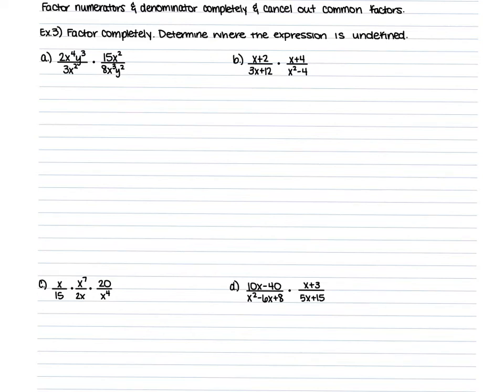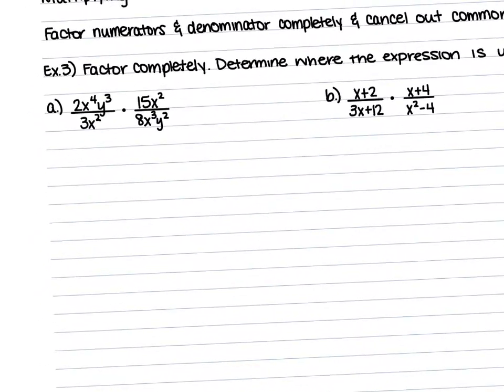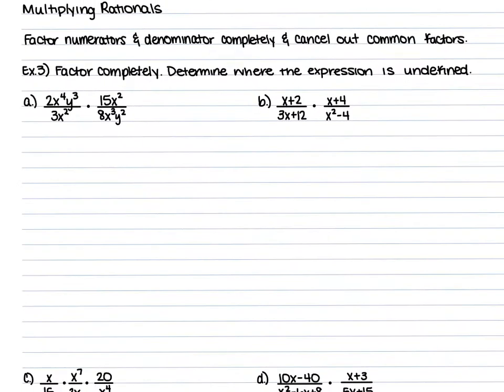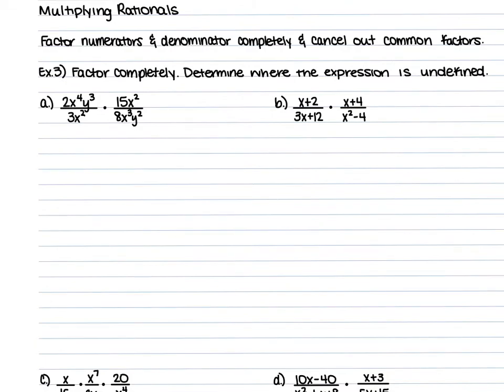So this is the third slide of where we left off yesterday. Same exact lesson. We're still talking about multiplying and dividing rational expressions, meaning fractions, but these have variables in them. So let's start with A. The directions for this page say factor the numerators, factor the denominators completely, cancel out any common factors.